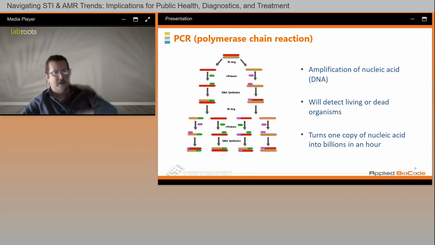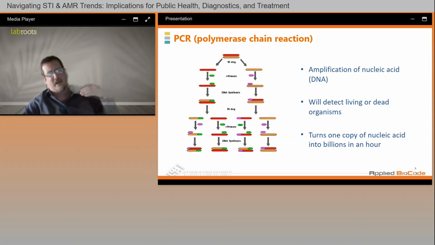PCR, so copying DNA, replicating DNA. That's what PCR does. The polymerase chain reaction is a way of taking a double-stranded DNA molecule, melting it, and in the presence of sequence-specific, or you might say species-specific, primers, you're able to copy each of the strands of the DNA and then repeat that in cycles over and over again using a process called thermal cycling. You don't need a living organism to do PCR. You just need the organism's nucleic acid, which might still exist even in a dead organism. And in an hour, you can really turn just a few copies of target DNA into billions.